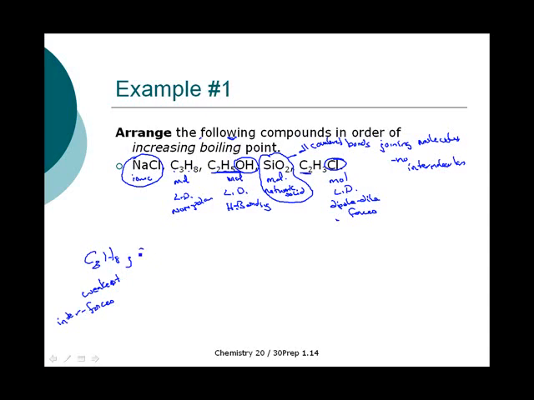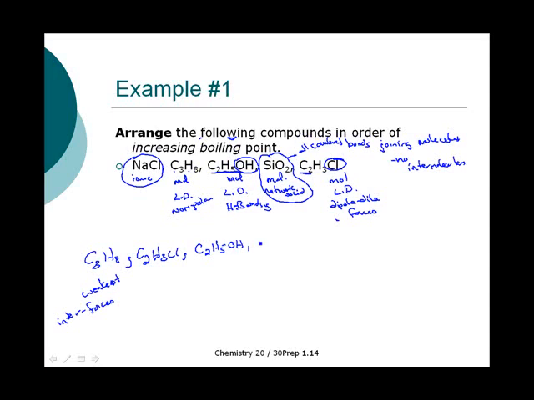The next one would be C2H3Cl because it has a dipole-dipole force. So there's one force that's going to make its boiling point a little bit higher. Next will be C2H5OH because it has hydrogen bonding, and our molecular compounds are always going to boil before ionic, metallic, and network solids. All of them have boiling points below 200 degrees Celsius, whereas most ionic, metallic and network solids boil at over 1,000 degrees Celsius.